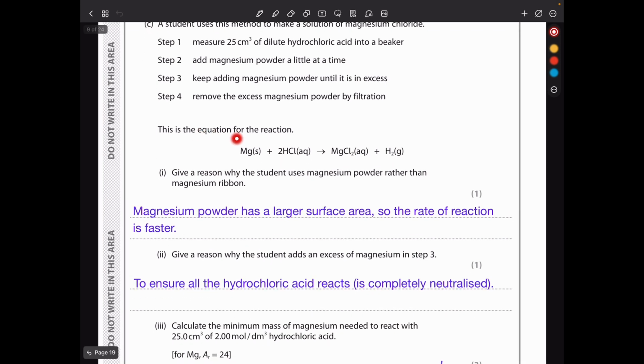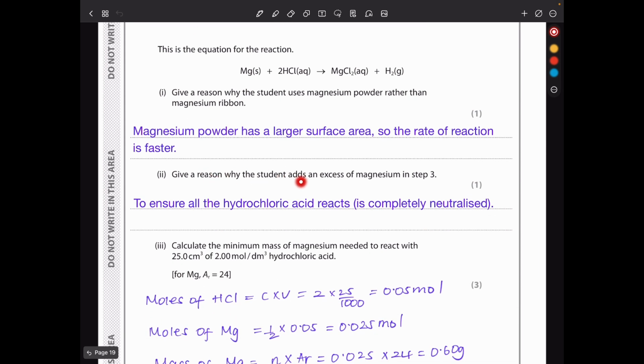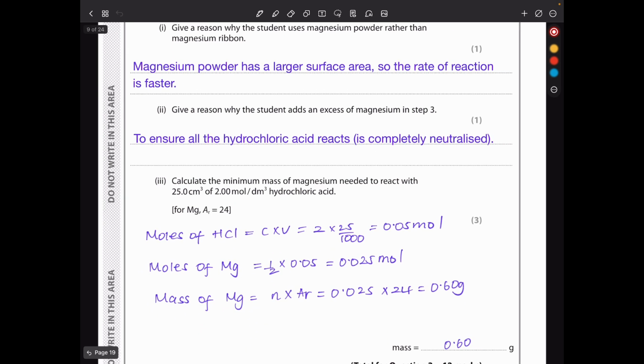So they've given us the equation for the reaction, and they say give a reason why the student uses magnesium powder rather than magnesium ribbon. This is to increase the surface area in order to allow this reaction to proceed faster, or to have a faster rate. Then give a reason why the student adds excess magnesium. If you add excess of this, it means you want this to be completed. So to ensure all the hydrochloric acid reacts, or so that all the acid is neutralized.